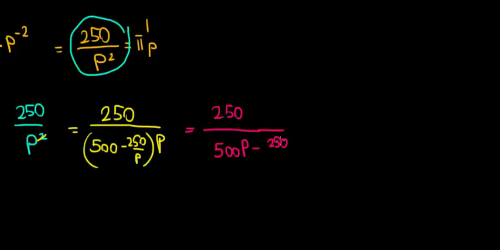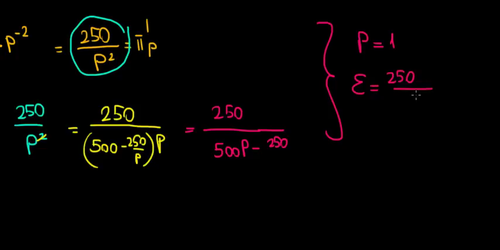Now the question is, how is the elasticity when price equals 1? Well, because the price equals €1 per bread, the elasticity at this moment is 250 divided by 500 times 1 minus 250. And that's equal to 250 divided by 250, which is equal to 1.